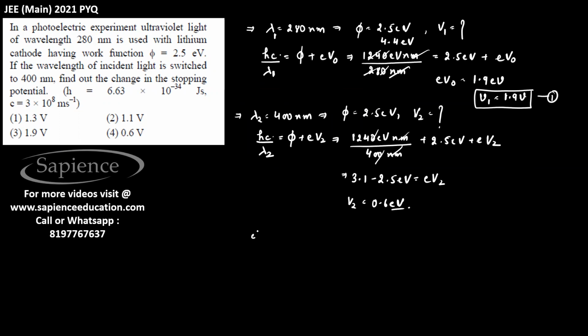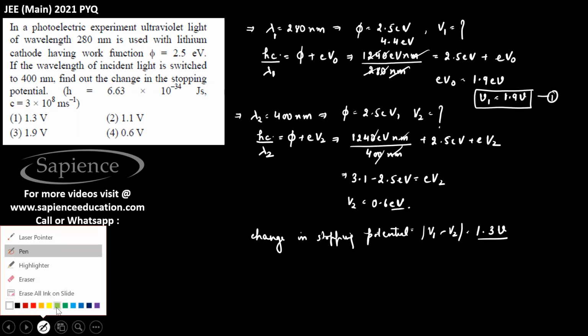So the change in stopping potential, that is V1 minus V2, is actually equal to 1.3 volt, and that will be the answer.